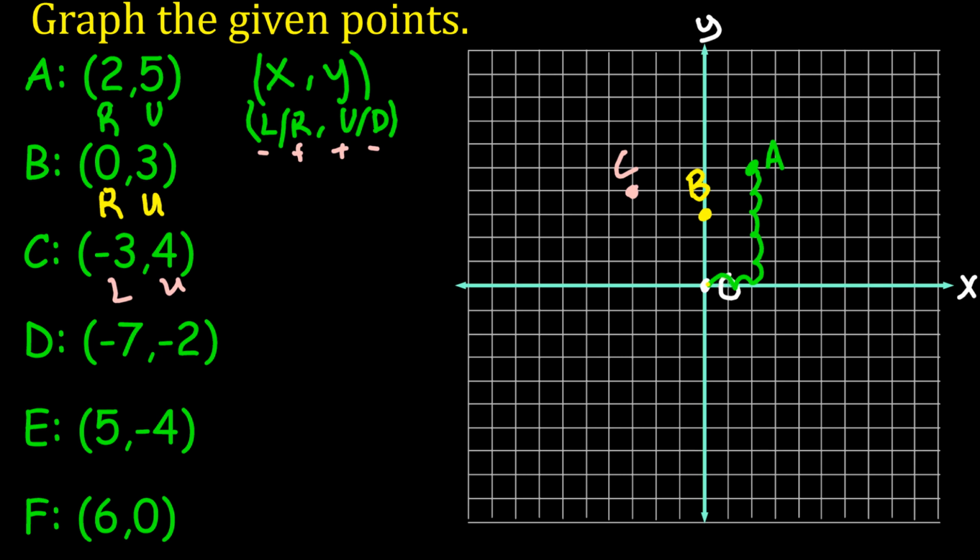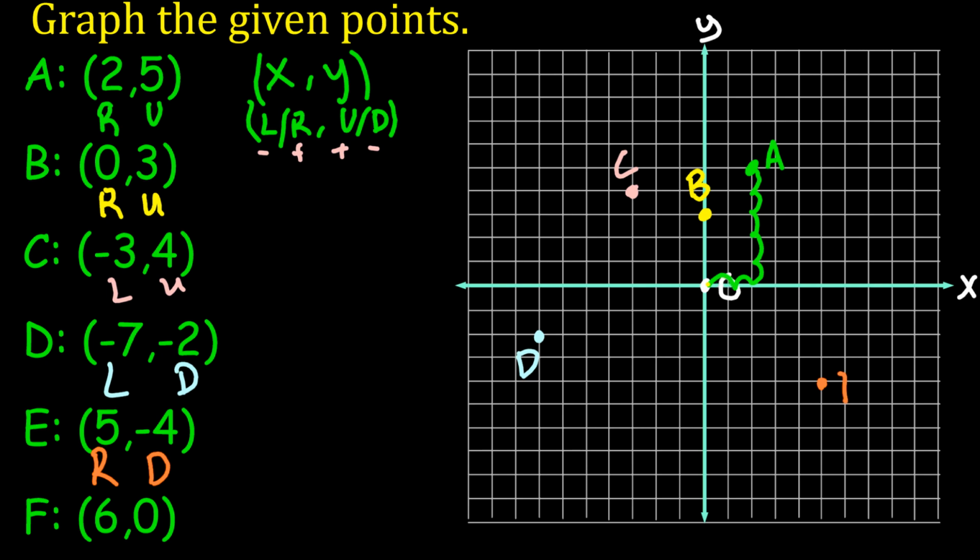All right, the next one, we're going to go left 7, down 2. So back 7, 1, 2, 3, 4, 5, 6, 7, down 2. There's my next point. That's D. And let's graph E. We'll do that one with orange. 5 tells me I'm going to move to the right because it's positive. And then we're going to move down 4. So let's do that. 5 to the right, 1, 2, 3, 4, 5. And then down 4. 1, 2, 3, 4.